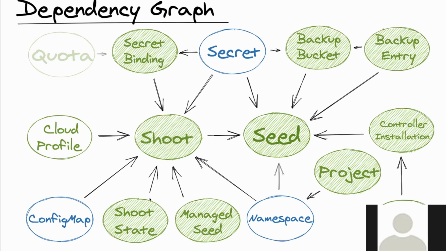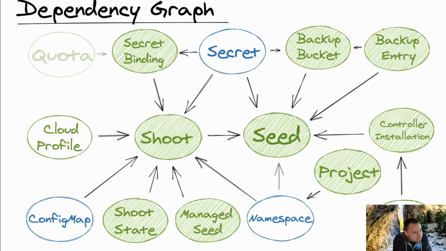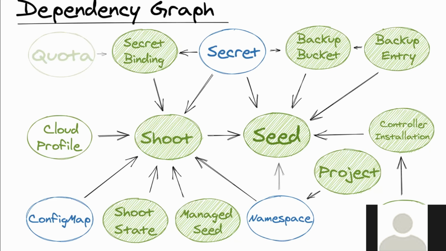But for example, between shoot and managed seed, it's the opposite direction. I mean, the managed seed references the shoot, not vice versa, but you still get an incoming edge. Okay, you're right in this case. Maybe this is not correct here. It could also be done in a different way, that the shoot goes to the managed seed and from there to the seed itself, correct? I'm not sure. Maybe we can discuss this offline. I was just wondering about the direction.